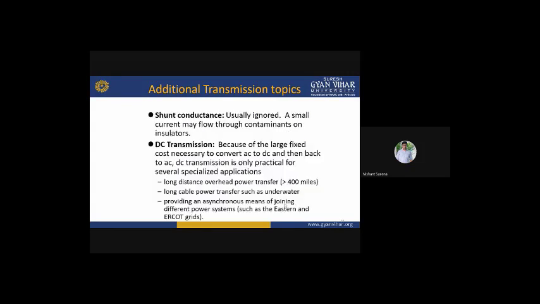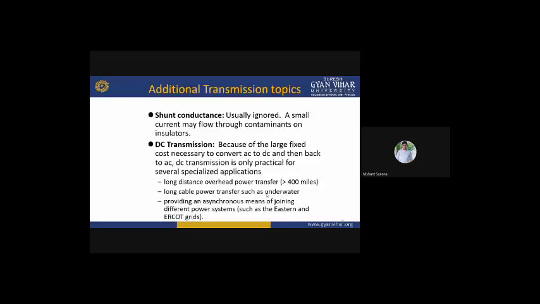Now the shunt conductance. Usually the shunt conductance is ignored, and a small current may flow through contaminants on the insulators. As for DC transmission, because of the large fixed cost necessary to convert AC to DC and then back to AC, DC transmission is only practical for several specialized applications like long distance overhead power transfer, long cable power transfer, and providing an asynchronous means of joining different power systems like the eastern, northern and western power grids.